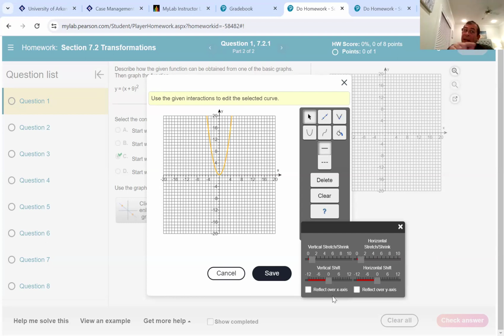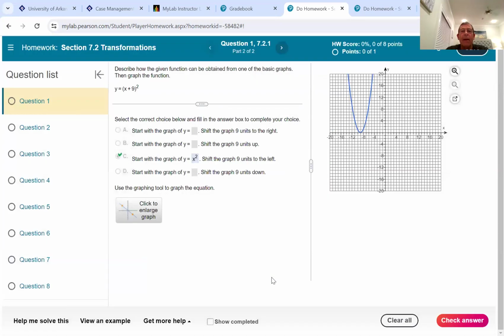So that one went left 9, so that is a horizontal shift. So come down here and drag that little gray box left to -9. Once you've got it on -9, look at the graph. It just moved left 9 units. Save it, and then you're going to check it.